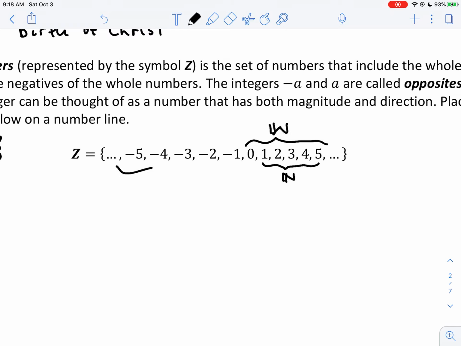Those are natural numbers. 0 and on is the whole numbers. And then we tack on all the opposites of the natural numbers, all the negatives of these natural numbers or whole numbers. The opposite of 0, by the way, is still 0. So 0 is the only number that doesn't change when you take its opposite. When I say opposite, I say, hey, what's the opposite of 2? You would say negative 2. And vice versa. If I say, what's the opposite of negative 4? You would say positive 4.